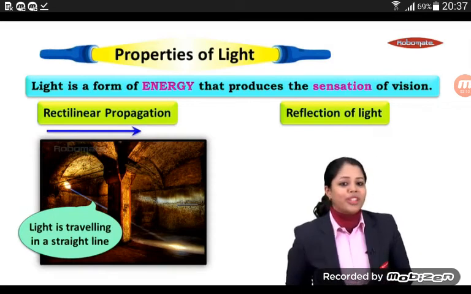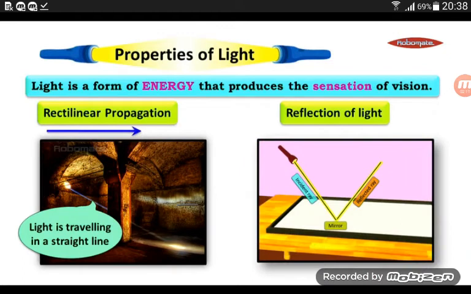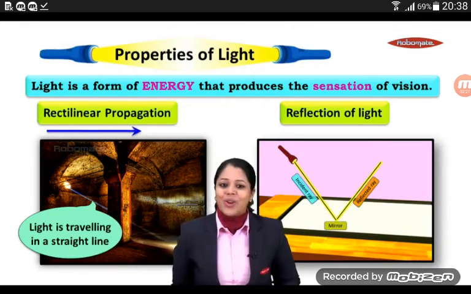Coming to the next property of light, that is reflection of light. What is the reflection of light? Reflection means bouncing back of light. So here you can see when light is hitting any surface, that is any opaque surface, it bounces back, and that is called reflection of light.